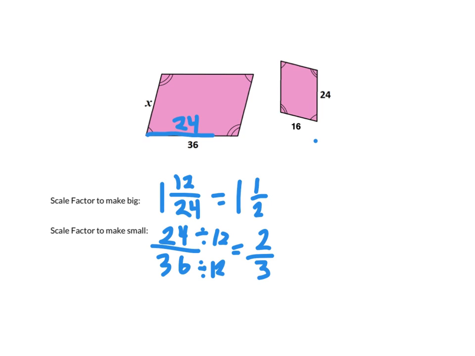You'll remember that in class we talked about how the two scale factors are reciprocals of each other. If we look back at the 1.5, we can look at changing that to an improper fraction, and that is equal to 3/2. Notice that these two are reciprocals of each other. So once you know one scale factor, you almost automatically know the other scale factor.